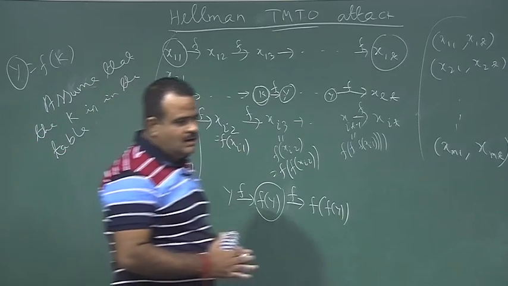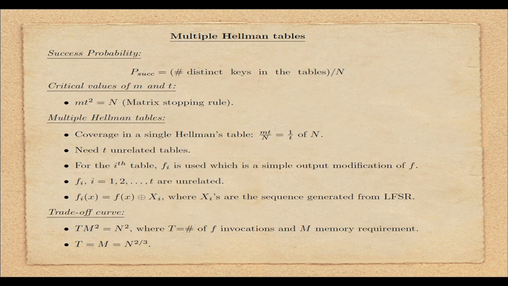The success probability of this attack basically depends on the number of distinct keys in the table divided by the key space, which is 2 to the power s, that is n. We want all the keys to be distinct in the table, but by the birthday paradox we have to stop when m t into t is about n. So, this is the matrix stopping condition: m t square equal to n, because m is the number of rows and t is the number of columns.